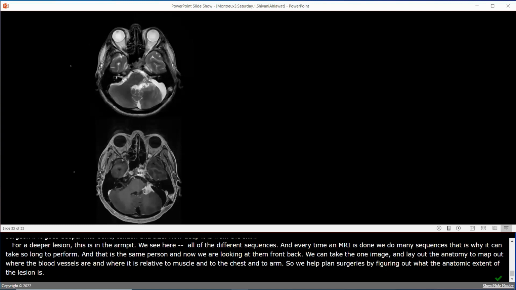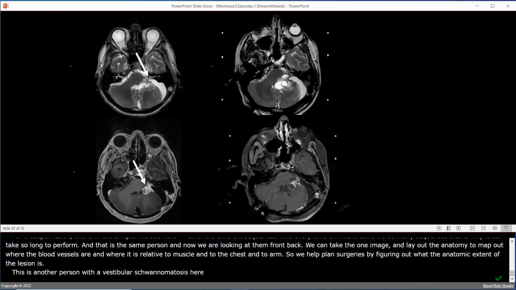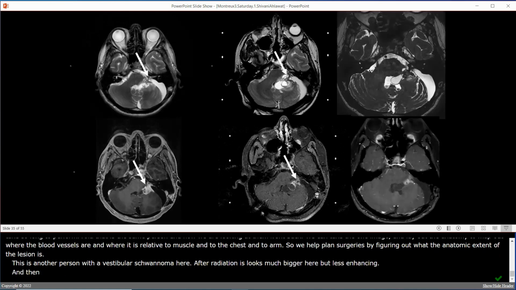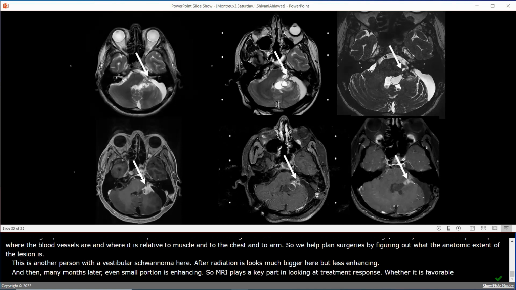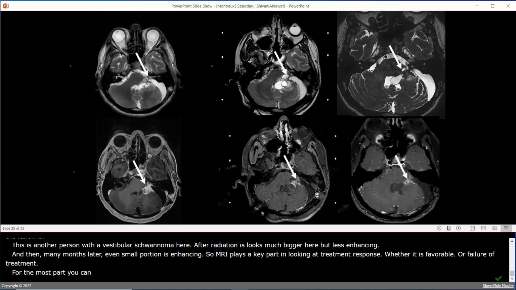This is another person with a vestibular schwannoma here. After radiation, it looks much bigger here, but less is enhancing. And then many months later, even smaller portion is enhancing. So MRI plays a key part in looking at treatment response, whether it's favorable or failure of treatment. For the most part, you can just do measurements, like just measure using a ruler, or you can measure the entire volume using special tools.